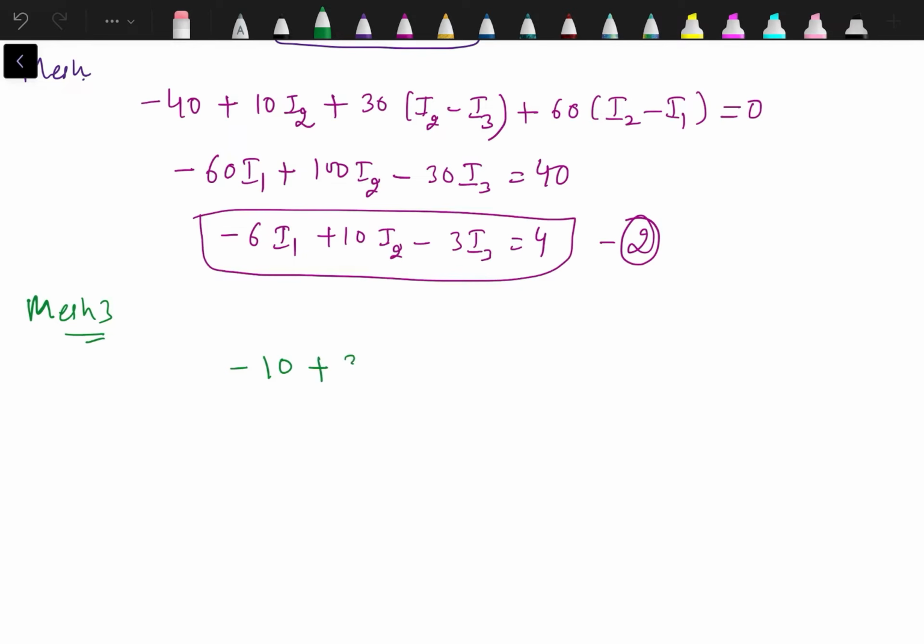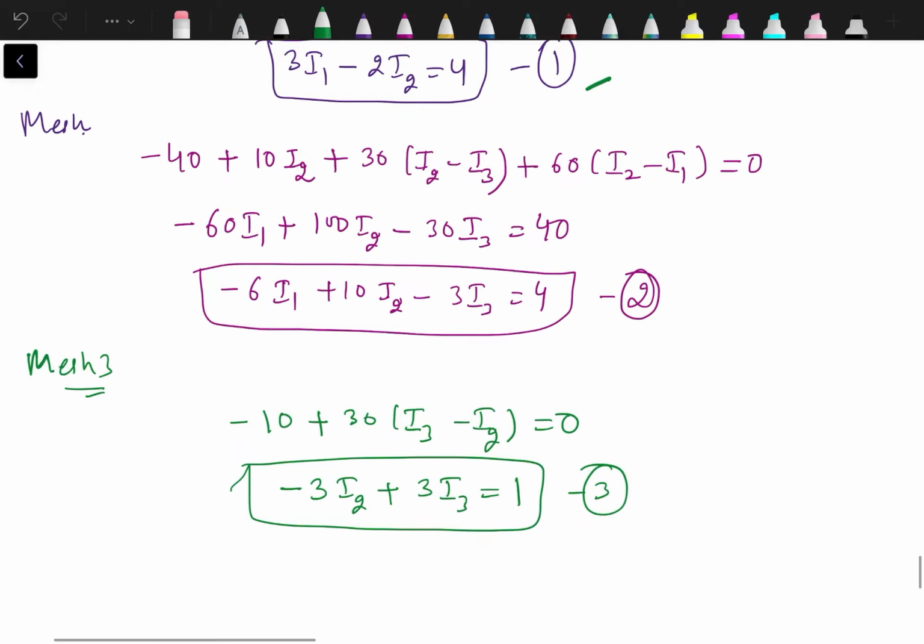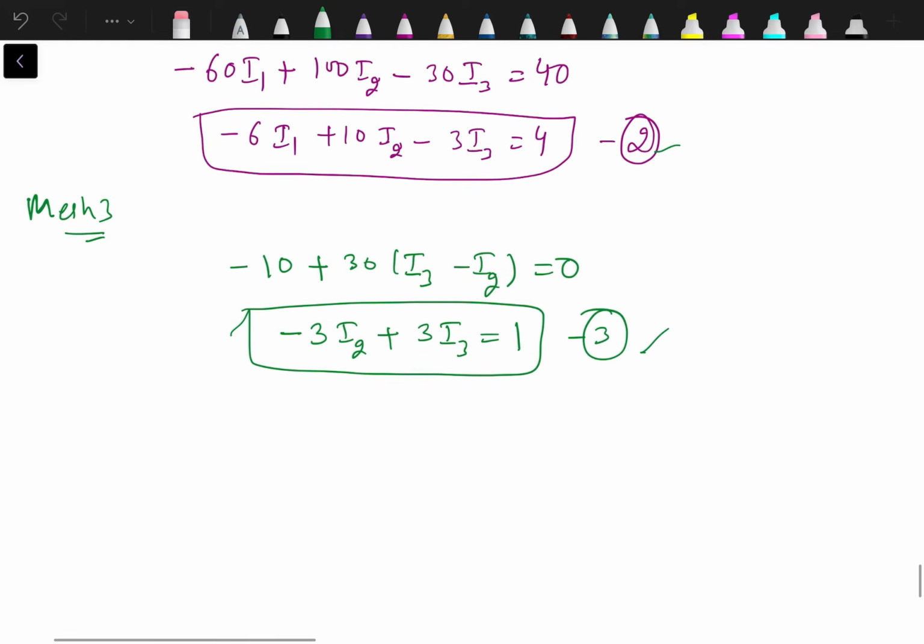Minus 10 plus 30 into I3 minus I2 equal to 0. So this will give us the equation minus 3I2 plus 3I3 equal to 1. This is our third equation. So the simultaneous solution of 1, 2 and 3 will give us the values of the 3 mesh currents.